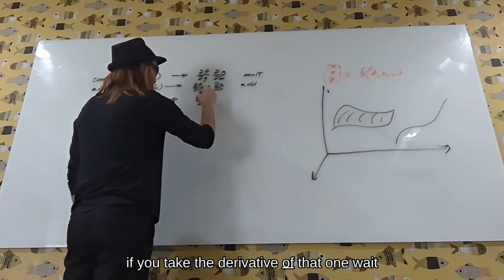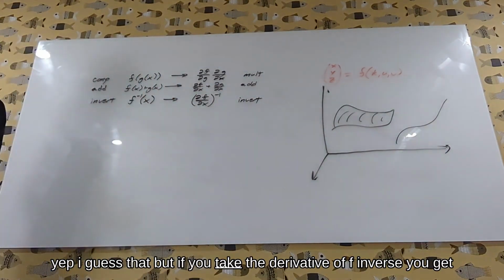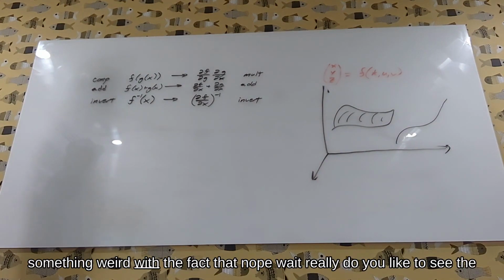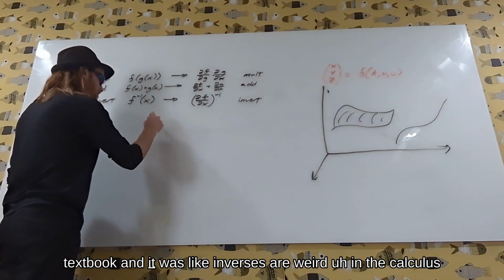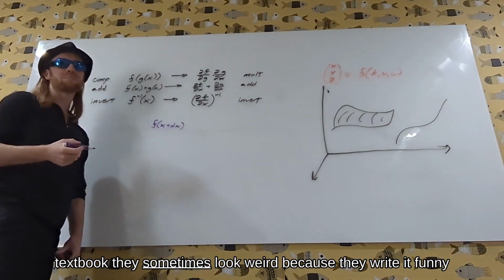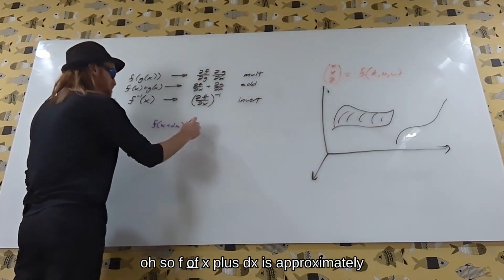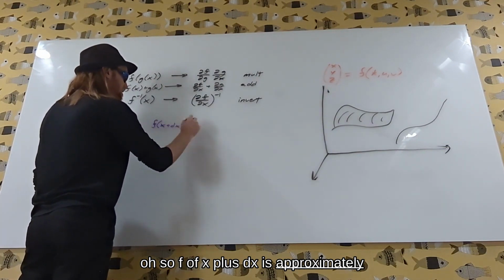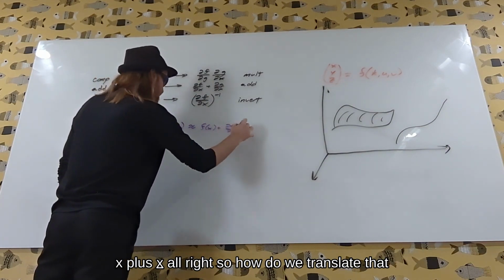Wait, is that true? If you take the derivative of f, yep, I guess. But if you take the derivative of f inverse, you get something weirder than that, though. Nope. Wait, really? Would you like to see the argument? It makes sense visually. I remember I was reading a calculus textbook, and it was like inverses are weird. In the calculus textbook, they sometimes look weird because they write it funny.